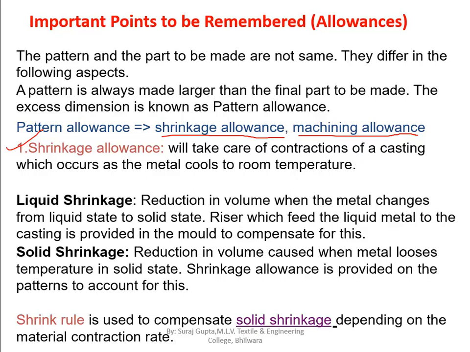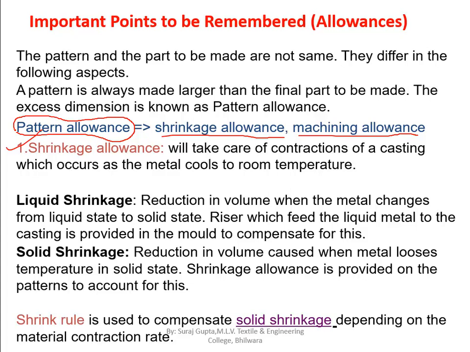So the first is the shrinkage allowance. It will take care of contraction of the casting, which occurs as the metal cools to room temperature. When the metal cools to room temperature, it will contract. It will contract means it will compress, or we can say its volume will decrease, means dimension will decrease. So that decreased dimension is to be taken care of by using shrinkage allowances. Means the pattern size must be greater than the actual product size.